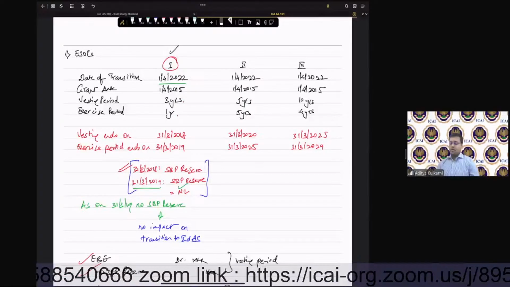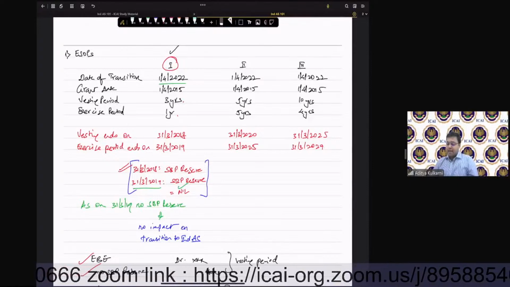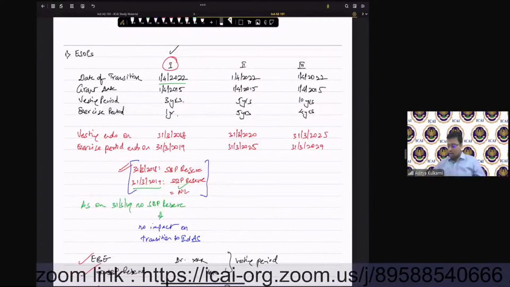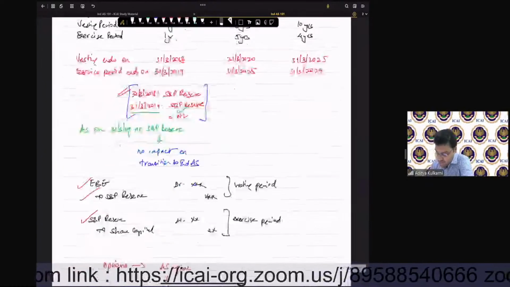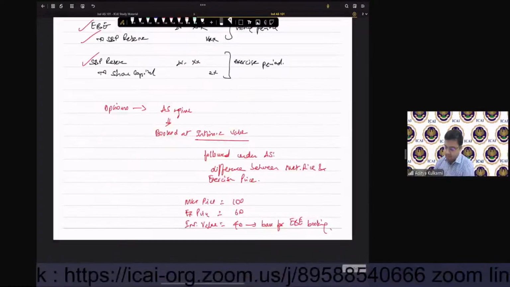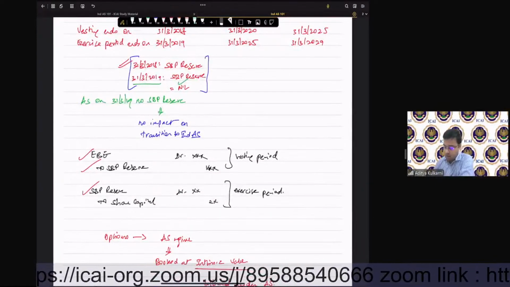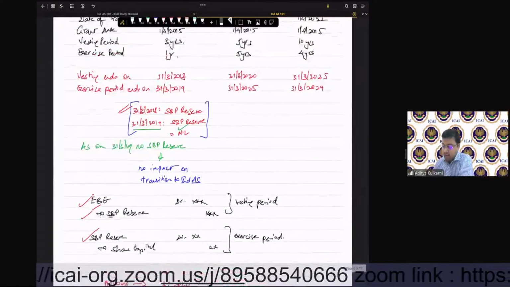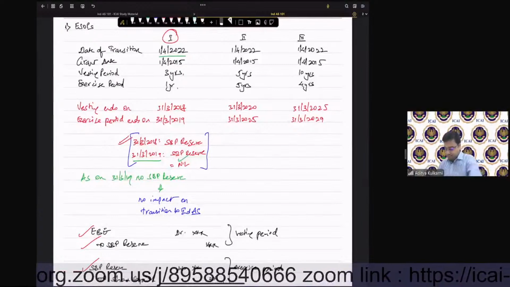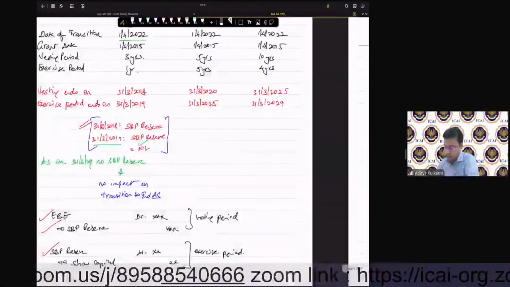Second case, you granted on 1st April 15, vesting period is 5 years. Now you would have passed the entry employee benefit expense account debit to SBP reserve and SBP reserve to share capital. This is what you would have already passed.